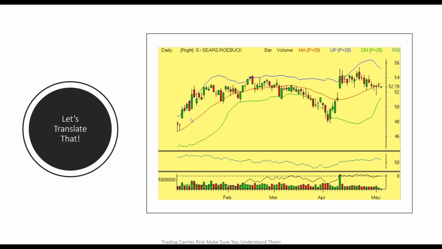So let me share with you a little presentation on how you would use the Trader Pro technical indicators to put them on your charts.